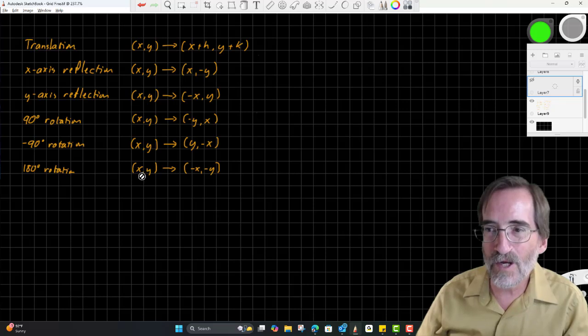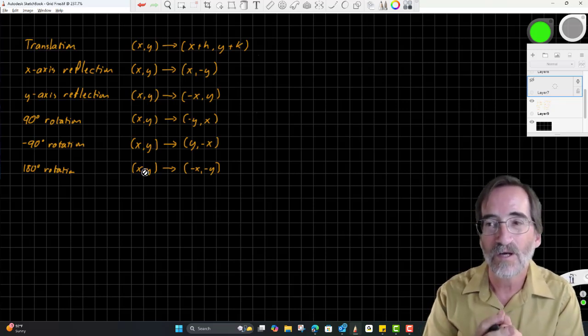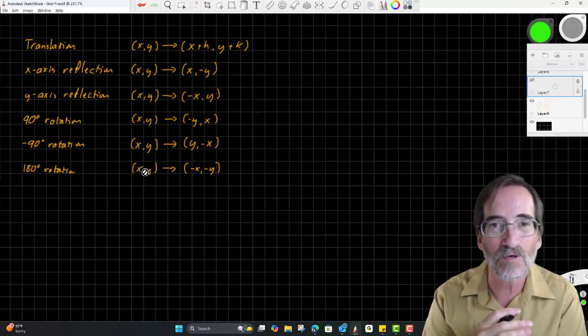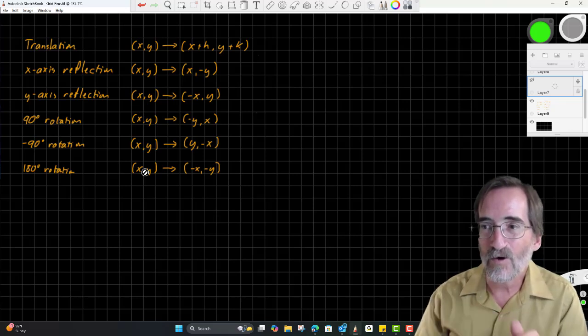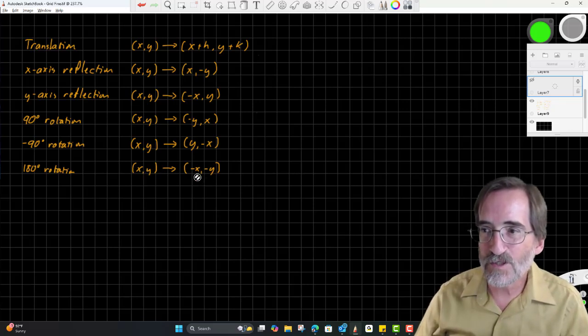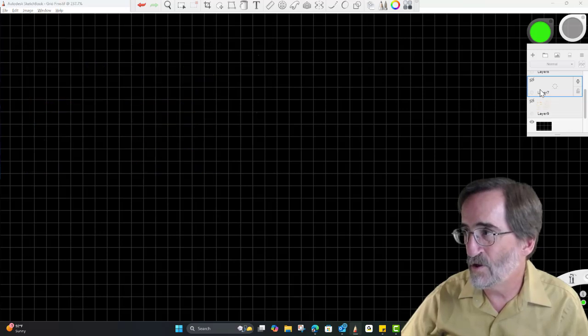And to do a 180-degree rotation, which, by the way, is also the same as point symmetry or a point reflection across the origin, or also a double reflection over the x and y axes, they all result in the same thing. We just change the sign on x and y and do not switch the order. There are other transformations, but those are the ones we need to know.